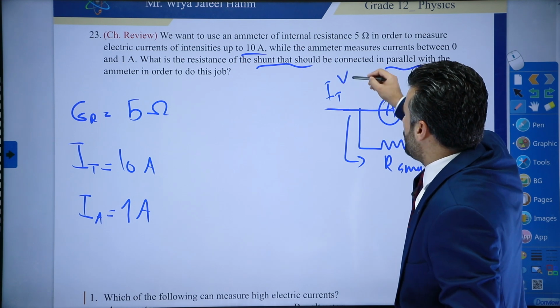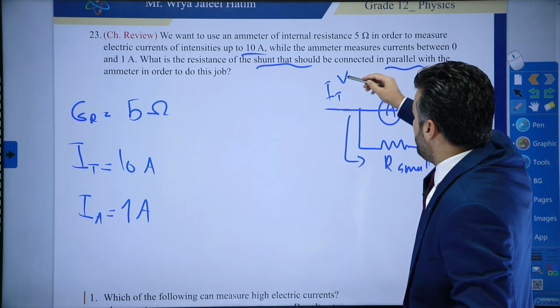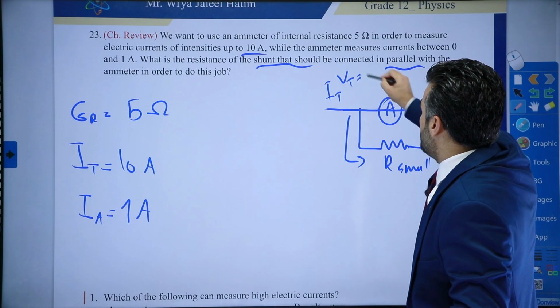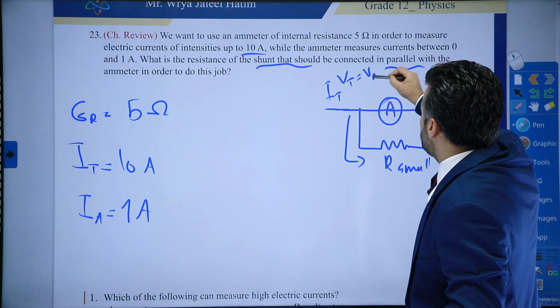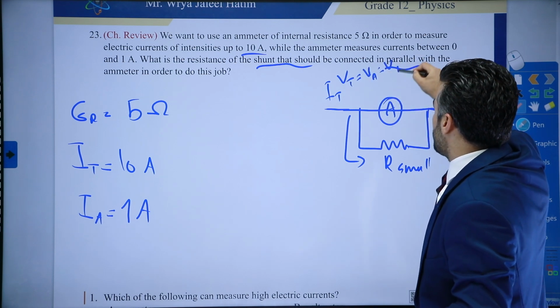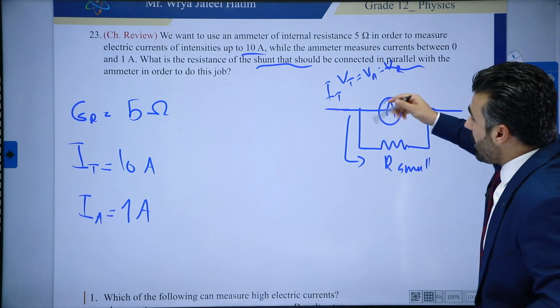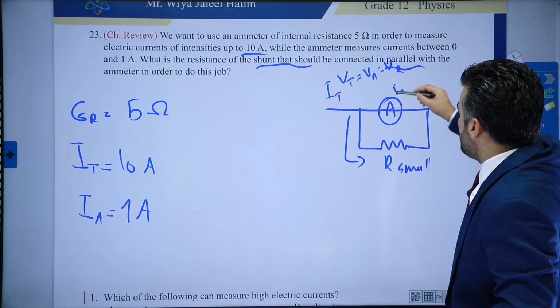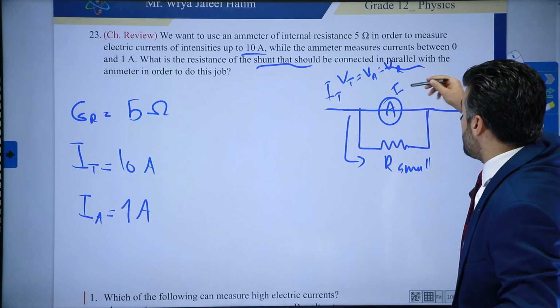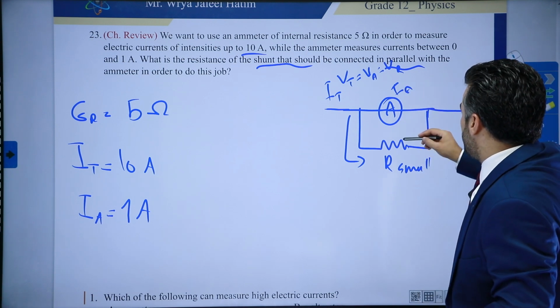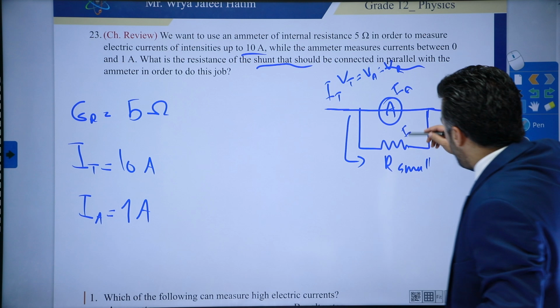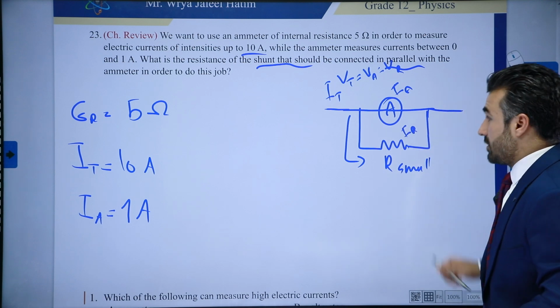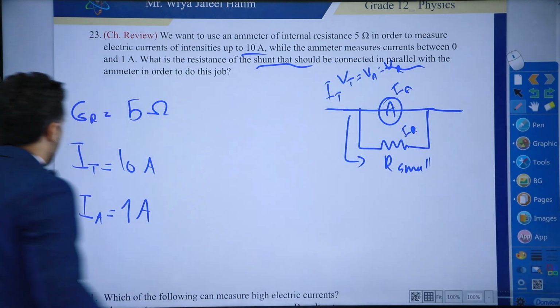And of course, if we have V total, because it is parallel, V total will be the same as, let's say, the voltage over the ammeter, which is the same as the voltage over the resistor as well. But in terms of current, I total here is different from the current on the ammeter, and of course from the current on the resistor as well. Okay, so watch what we have here.